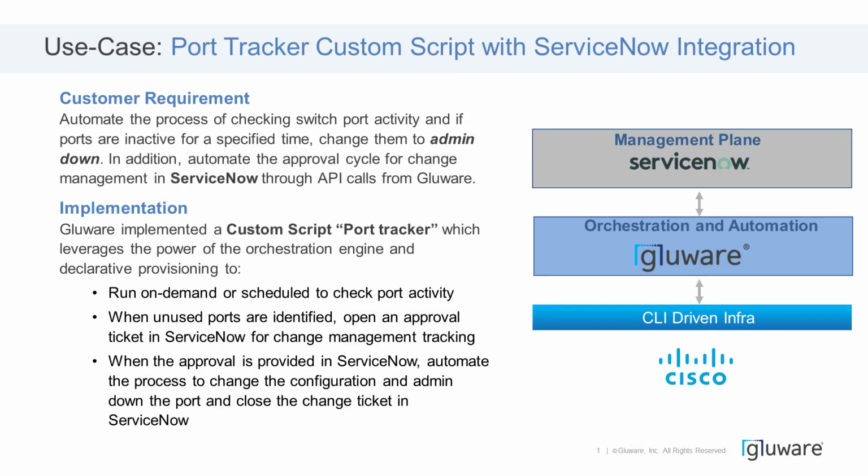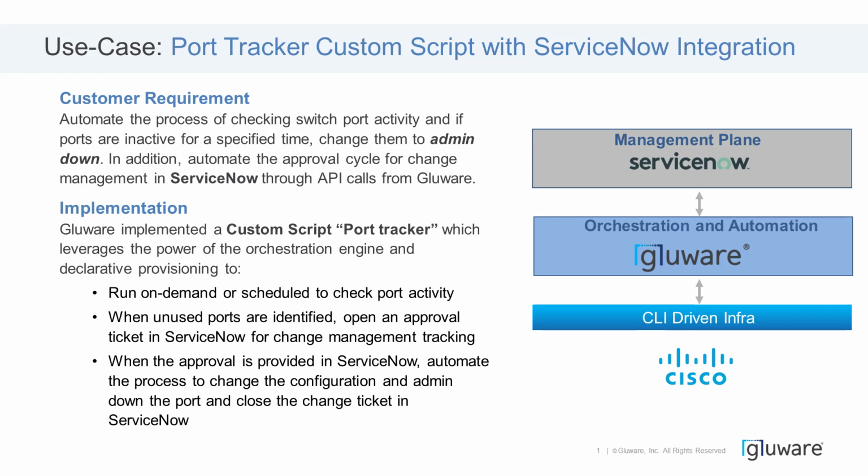In this customer use case, we're going to look at an example where Gluware implements a port tracker through a custom script with ServiceNow integrations. This particular customer requirement wanted to automate the process of checking switch port activity, and if the ports are inactive for a specified time, change them to admin down for security concerns. In addition, automate the approval cycle for the change management in ServiceNow, their ITSM, through API calls from Gluware.